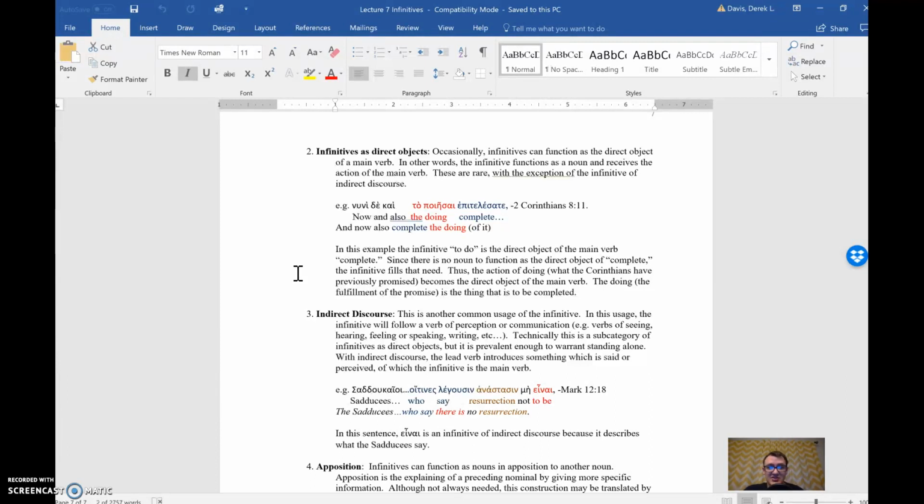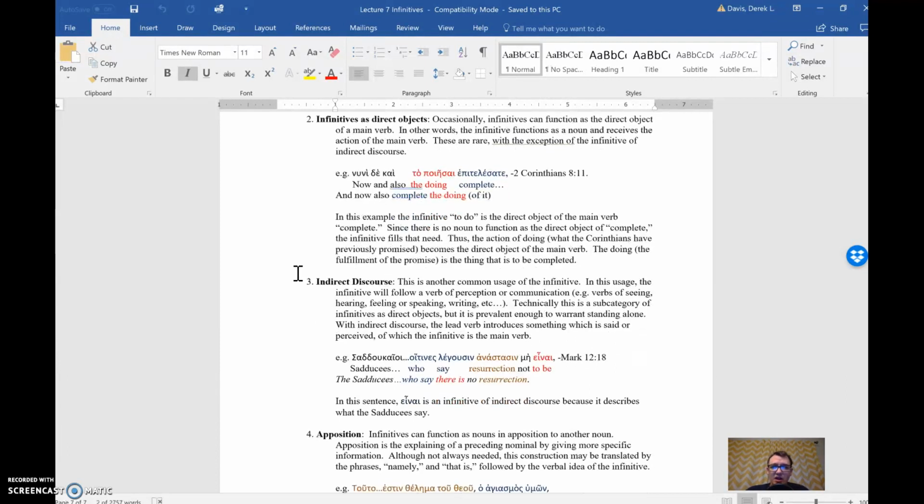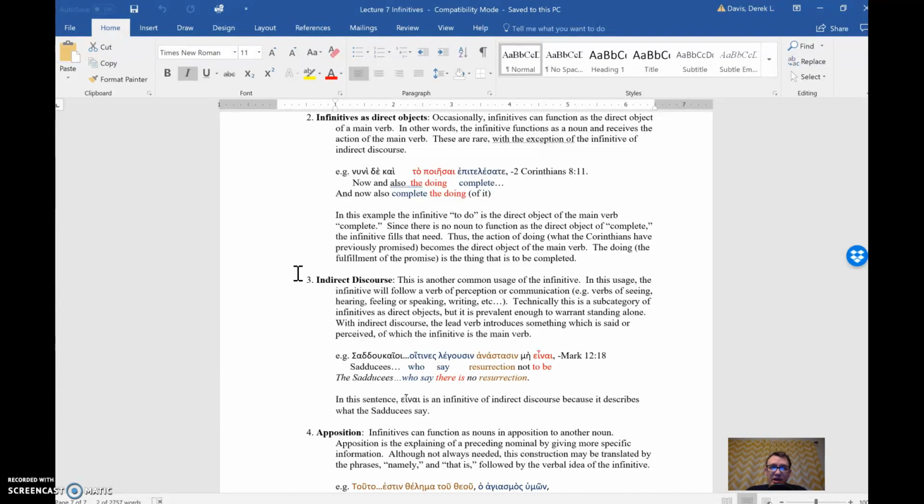Infinitives can also function as a direct object. In other words, take the object of the main verb here, and now also complete the doing of it. So here the infinitive to do is receiving the action of the verb complete. Complete the doing. Complete the action.